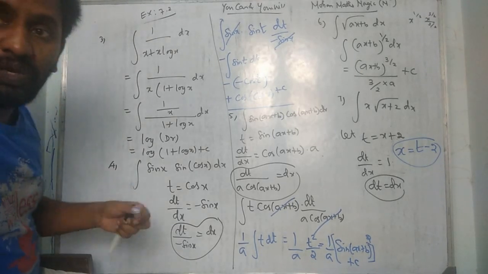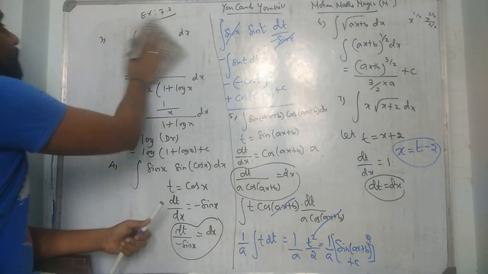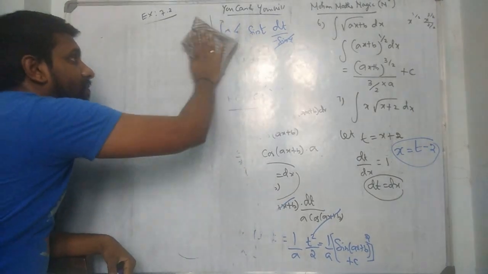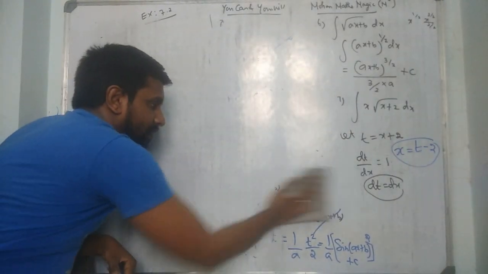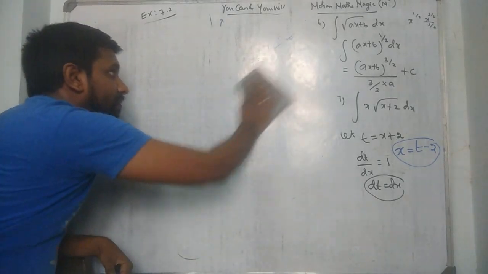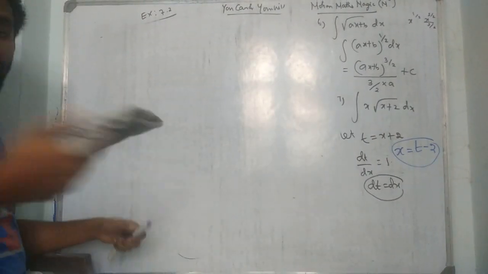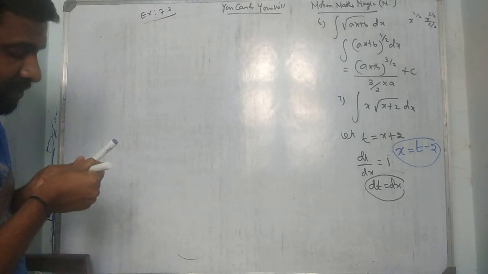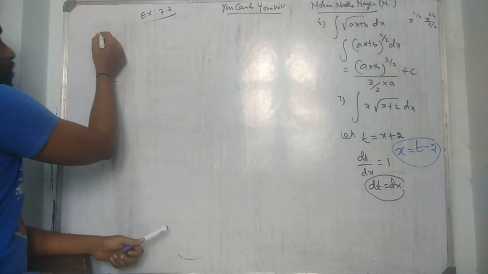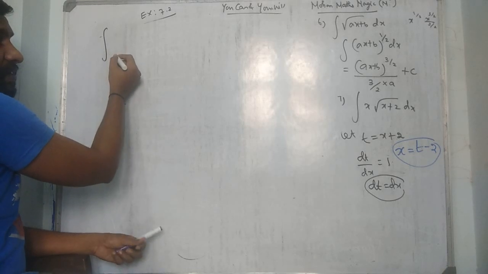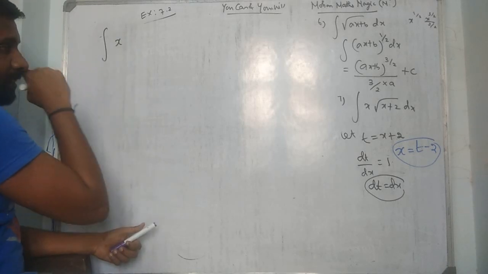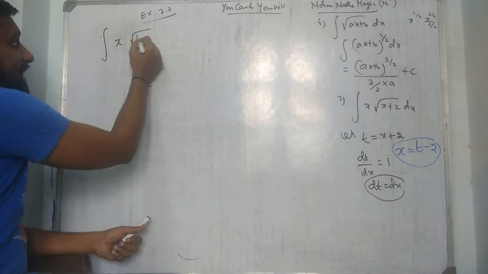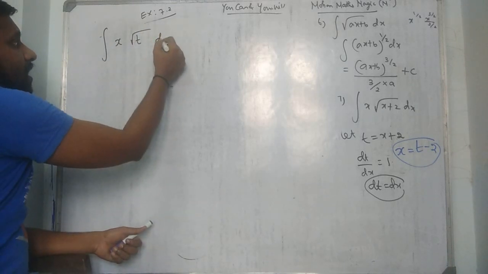Now substitute everything whatever you got into the question. So, seventh question, continuation. In place of x, imagine I'm keeping x as it is, square root. In place of x plus 2, t. In place of dx, dt.